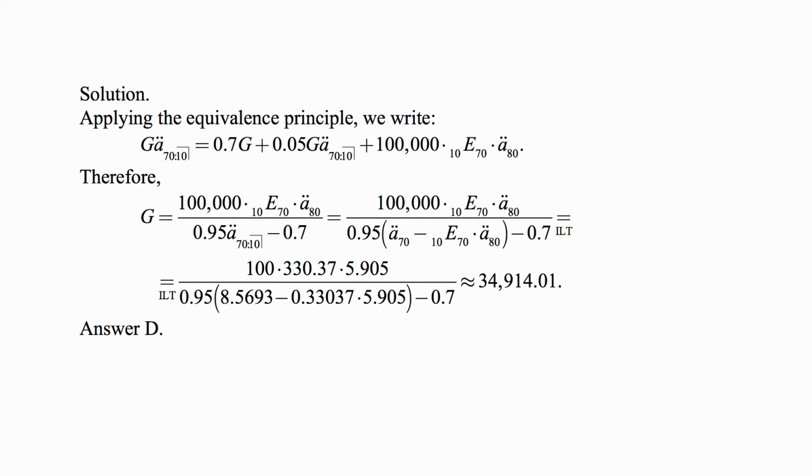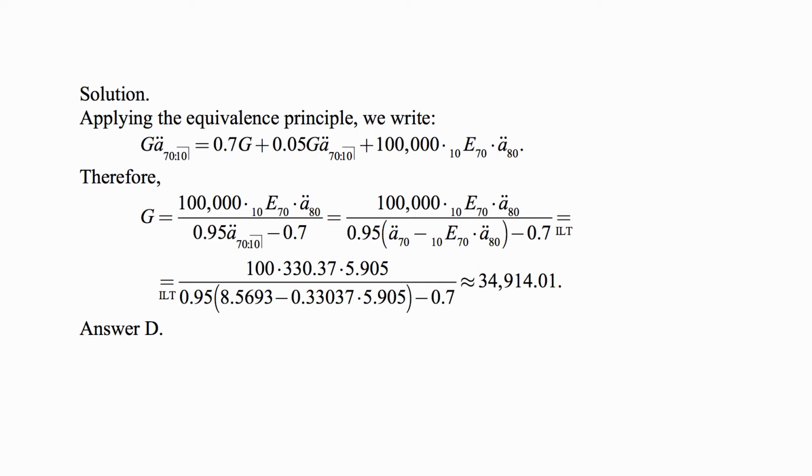plus the actuarial present value of benefits, which are delayed by 10 years, and the benefits are a life annuity of $100,000, starting 10 years later, so when the person is 80. And of course this 10E70 is the actuarial present value factor that brings that present value to time 0 when the policy starts. So both the left-hand side and the right-hand side are calculated at time 0 when the policy starts.